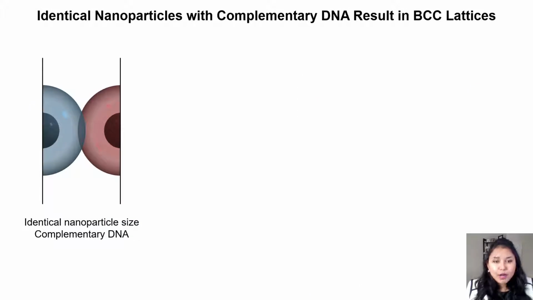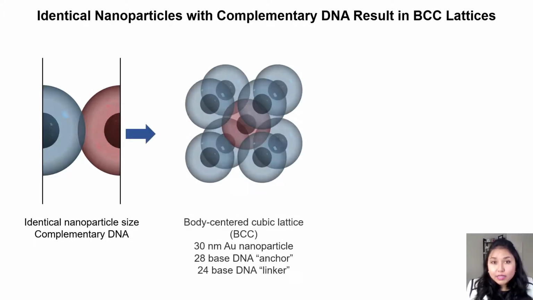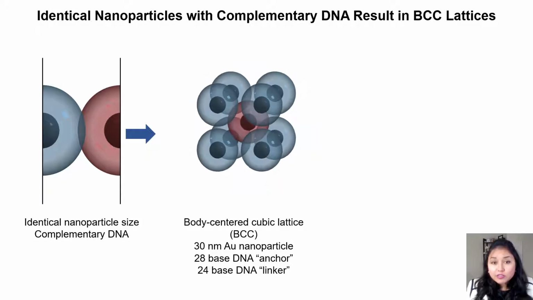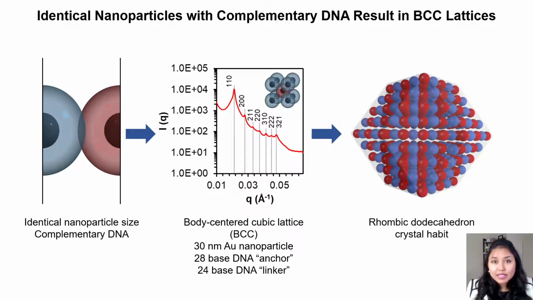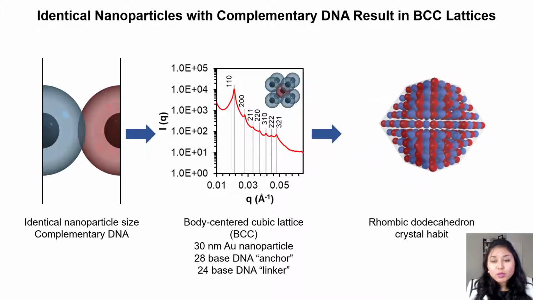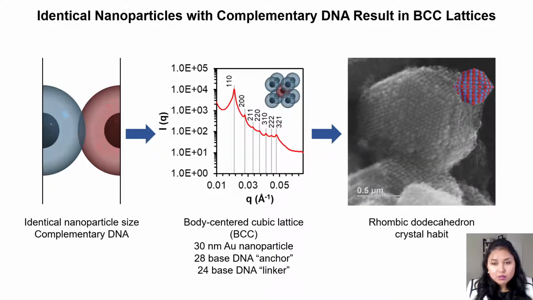To test our hypothesis, we used two sets of gold nanoparticles, and these nanoparticles were of identical size and DNA length, but they had complementary DNA. In this case, we would expect a body-centered cubic lattice, which we could confirm by small angle X-ray scattering studies. And this type of body-centered cubic lattice would be expected to form a rhombic dodecahedron crystal habit, which we also confirmed by electron microscopy.